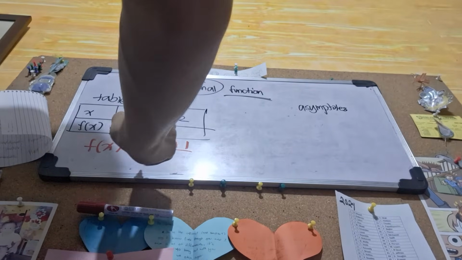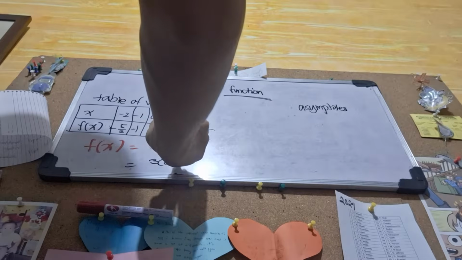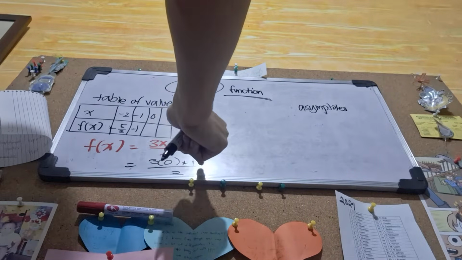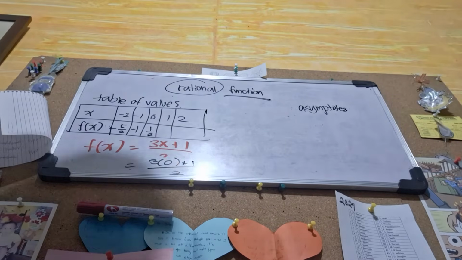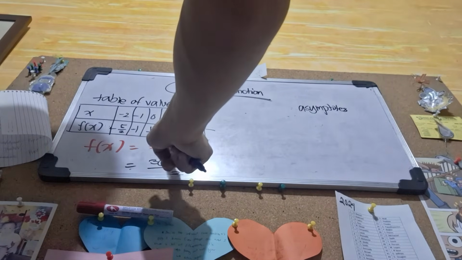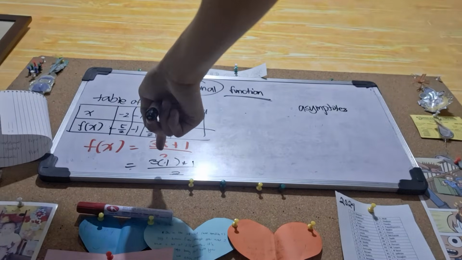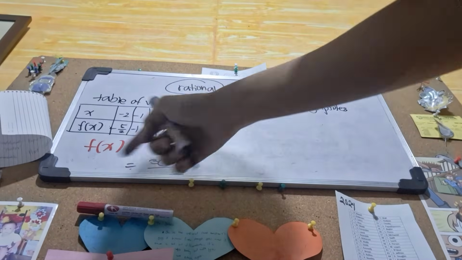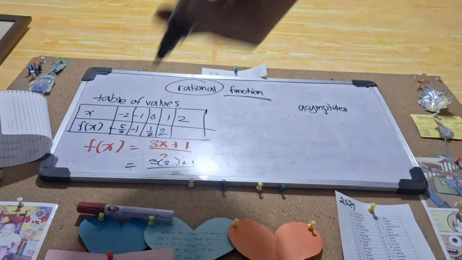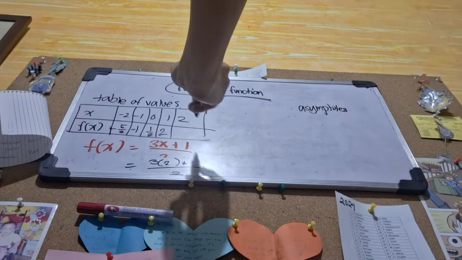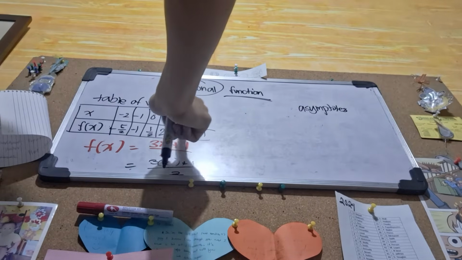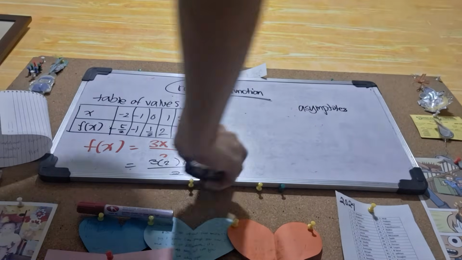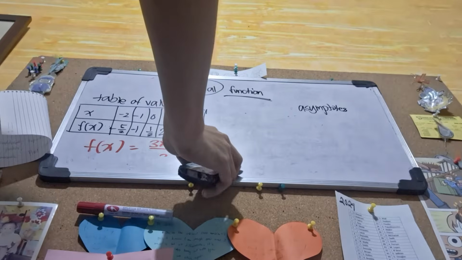And so you do it all over again. 3 times 0 is equal to 0 plus 1 is equal to 1. 1 divided by 2 is 1/2 or 0.5. And then how about this one? 3 times 1 is equal to 3 plus 1 is equal to 4, divided by 2 is equal to 2. And then this one. 3 times 2 is equal to 6 plus 1 is equal to 7, divided by 2 is equal to 7/2, or 3.5, but it's essentially the same thing.